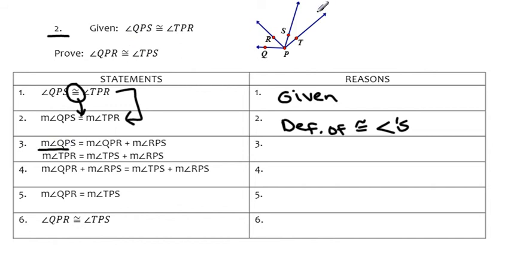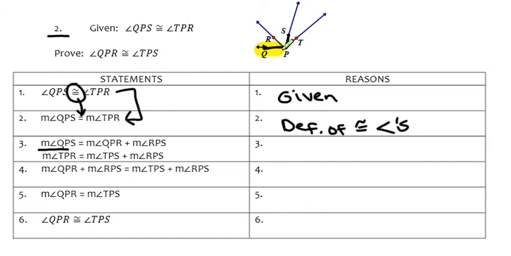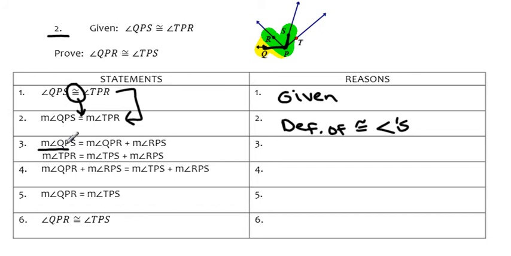Measure of angle QPS, so Q to P to S, is equal to QPR, and that's this angle right here, QPR, plus RPS, which is this angle right here. So what it's doing is it's showing us that the big angle QPS is equal to the two small angles that make it up. And that's going to be the same thing with TPR.